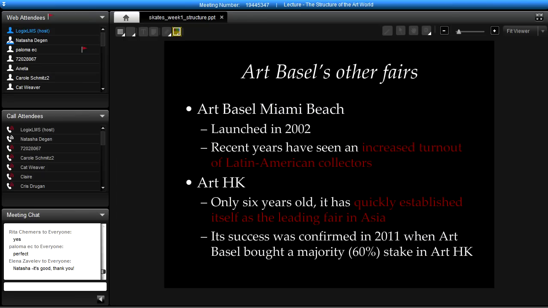Art Basel has definitely been a beneficiary of this trend, and you can see where Basel is located here. If you look on the map, you'll see it's very strategically located between France, Germany, and Switzerland, right on the border of those three countries, and also in close proximity to other European countries like Austria and Italy.